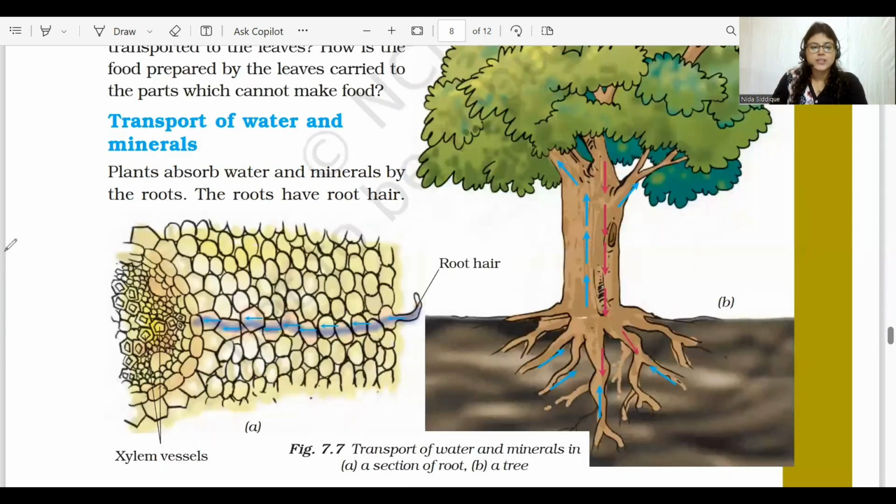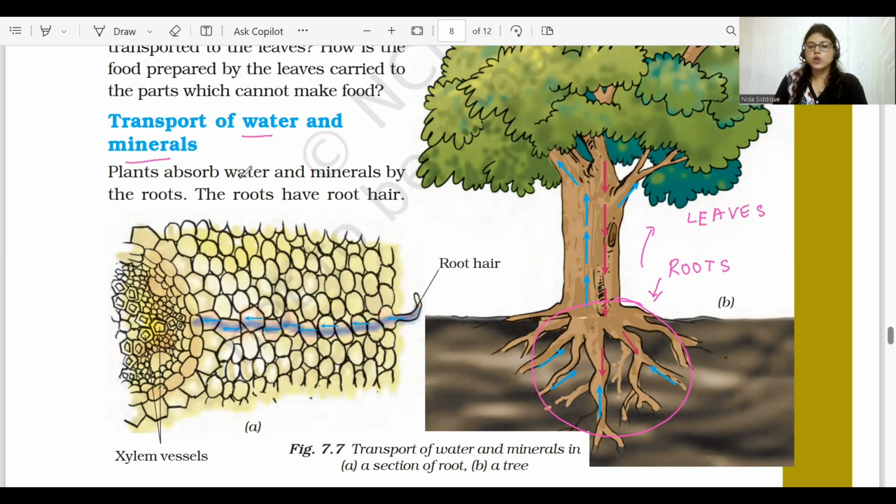So in this topic, we are going to cover all these aspects. Let's talk about transport of water and minerals first. First we see how, from the root, this is the root part of the plant, the water and the minerals are reaching from the roots towards the upper part of the plant, that is the leaves.